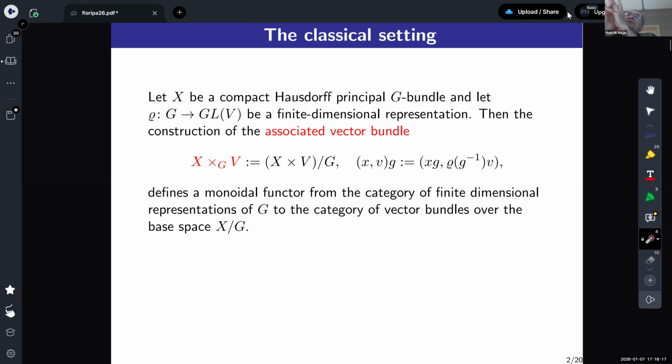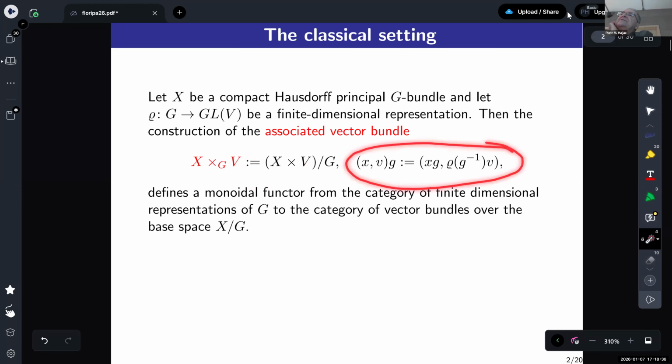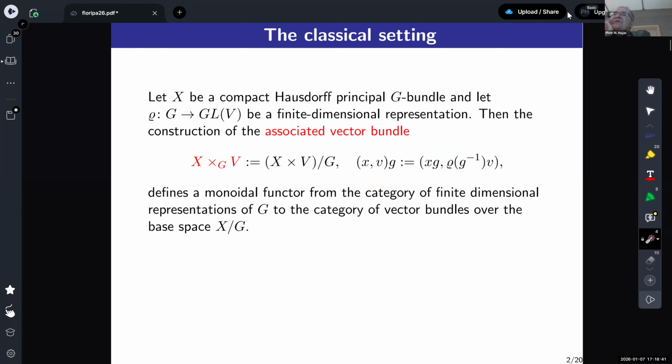And now I can construct the so-called associated vector bundle. It's done in the following way. I take the usual Cartesian product of my space and my vector space, and then I divide it by the action of G. And the action of G is defined over here, right? It's a right action of G. So because X is a right G space, of course, I just act with G on the right on X. And by using the representation and the inverse of G, I act on the left on my vector space. So this gives me a right action. I take these equivalence classes, and this is by definition the space of the associated vector bundle.